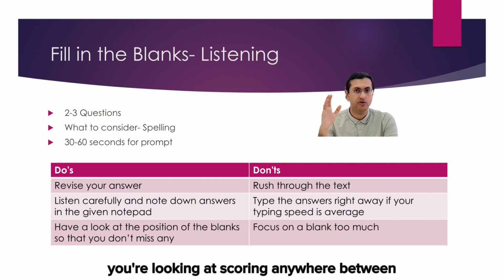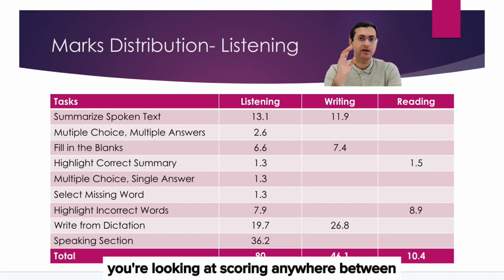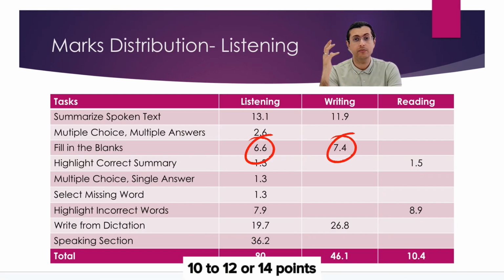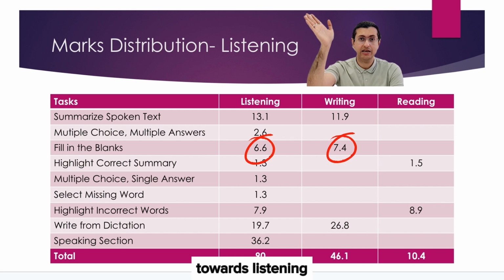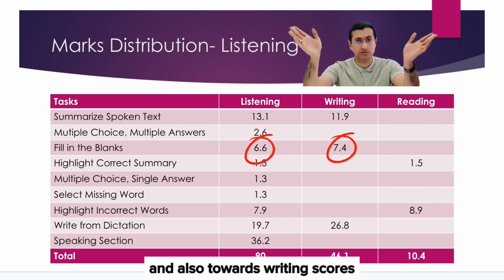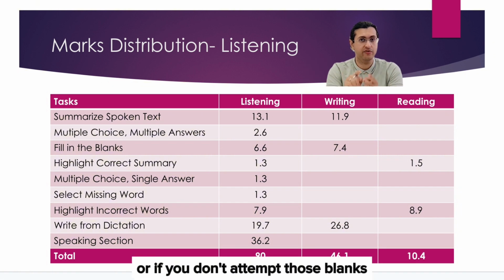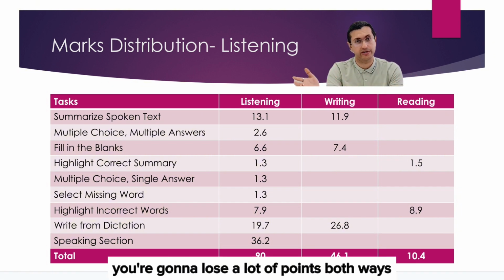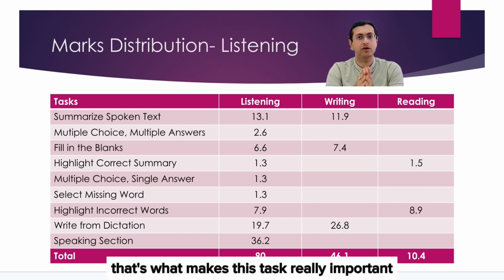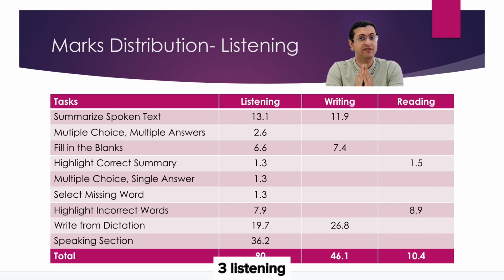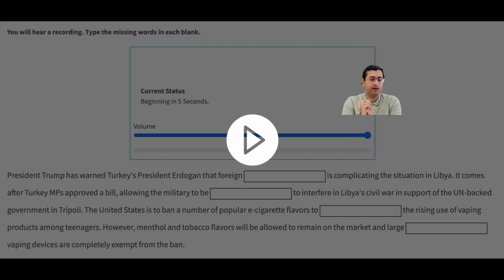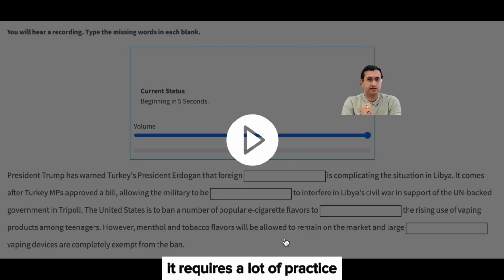So potentially you're looking at scoring anywhere between 10 to 12 or 14 points towards listening and also towards writing scores. That's a lot of points. And at the same time, if you make mistakes or if you don't attempt those blanks, you're going to lose a lot of points, both ways. That's what makes this task really important, and that's task number 3, listening fill in the blanks for you. It requires a lot of practice.